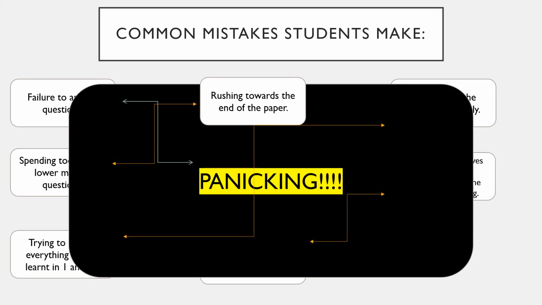And also panicking. If you're panicking, your mind is just going to be a mess and you won't be able to concentrate. You could lose on such essential marks and it won't be good for you. Try not to panic, keep a cool, calm mind, and you'll be able to get through it.